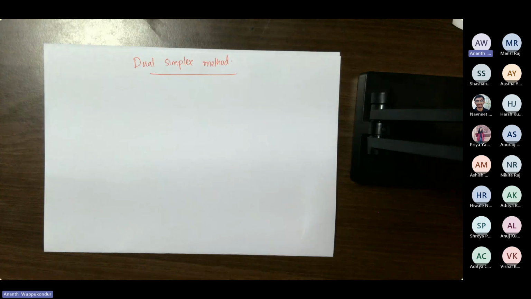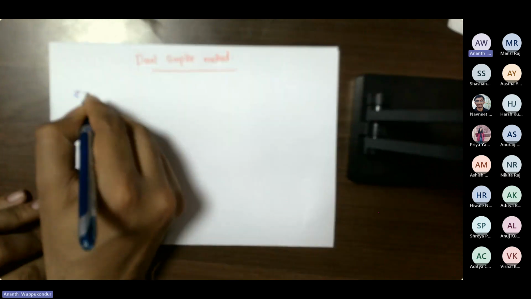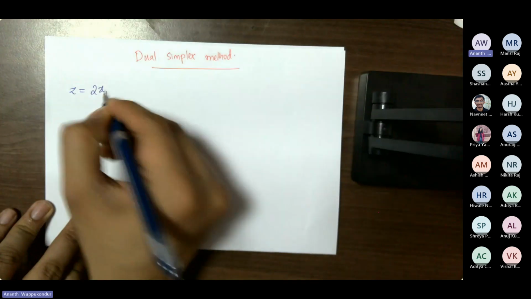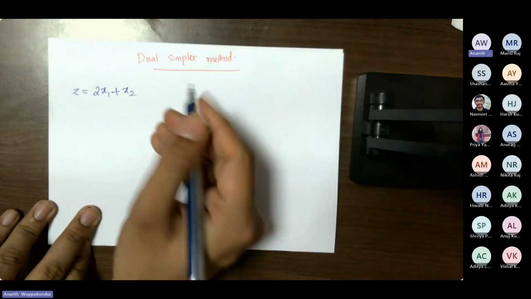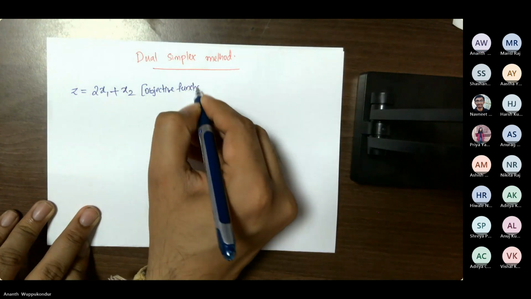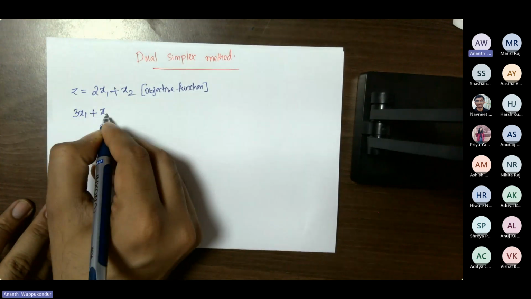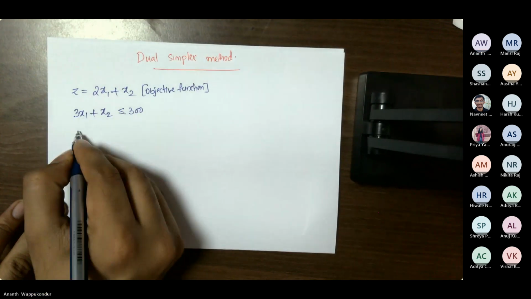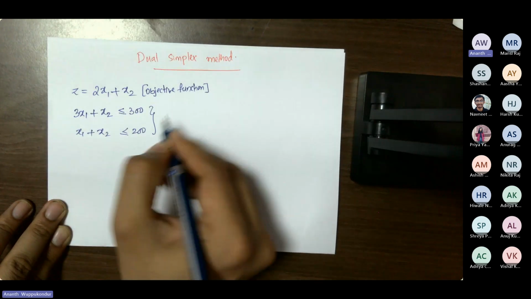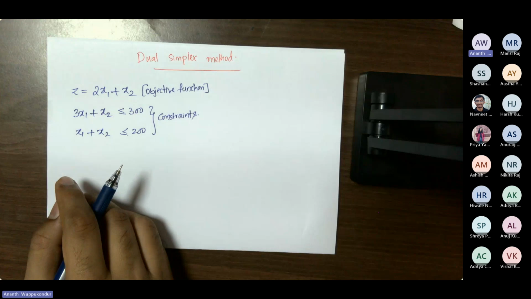So to look at this method, I'm going to write down the same set of equations from the same problem. I know many of you may be bored at looking at the same equations for so long, but please bear with me. So this is our Z function that we want to optimize. This is called the objective function. And we have constraints which are 3x1 plus x2 less than or equal to 300, x1 plus x2 less than or equal to 200. So these are the constraints that we have.